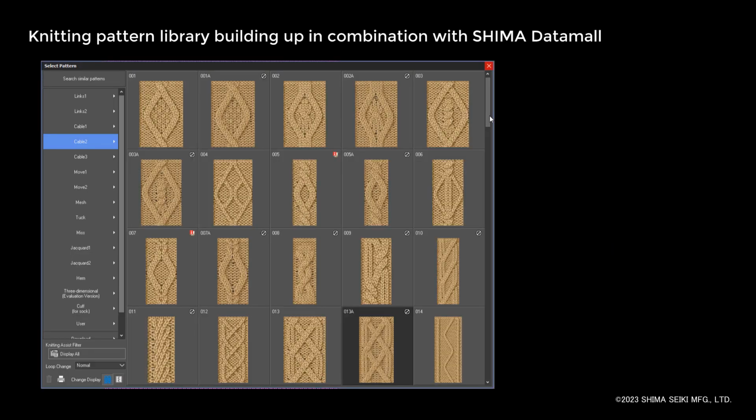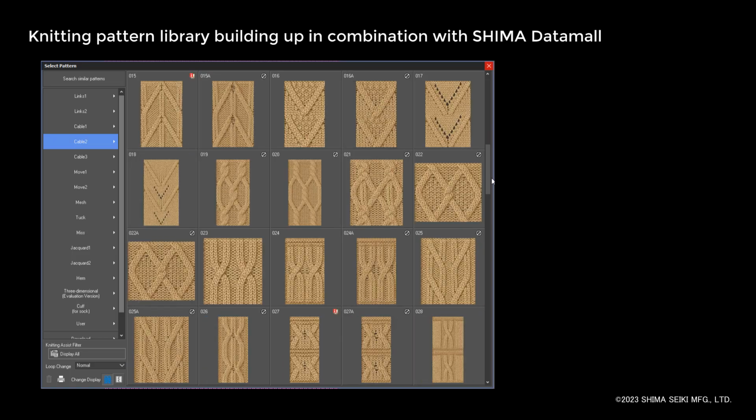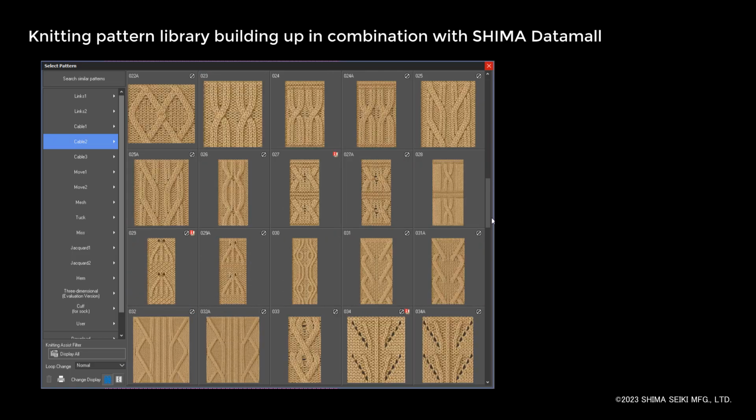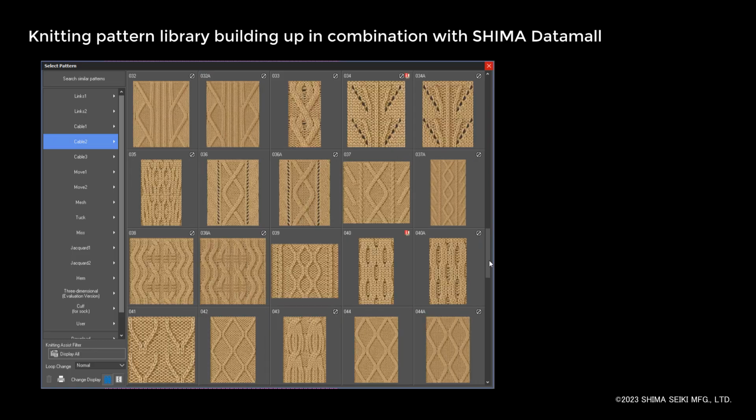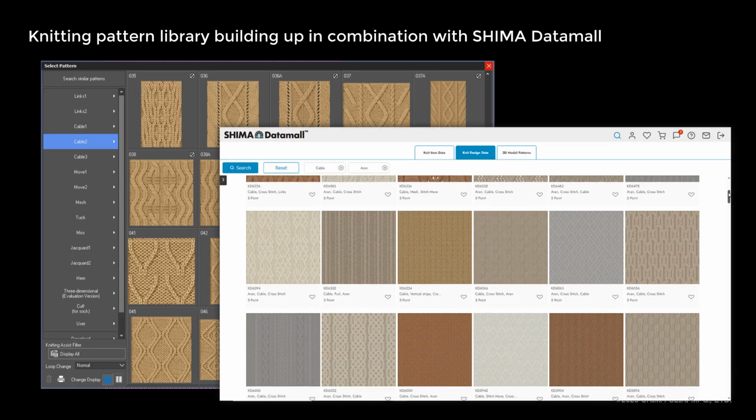By the way, the number of knitting patterns stored in the library is more than 1,200 by default, but you can add more to the library by downloading from Shima Data Mall, where new patterns are being added on a daily basis.